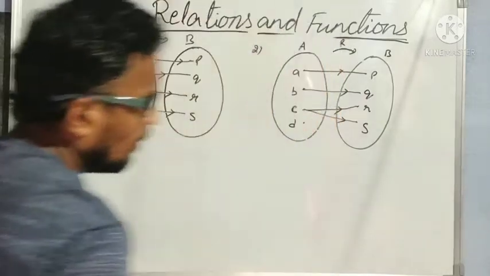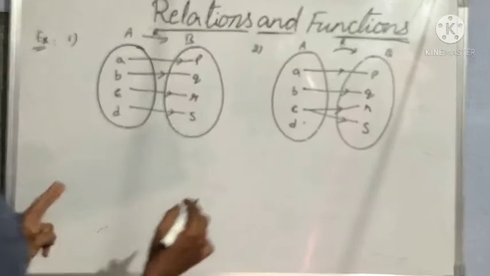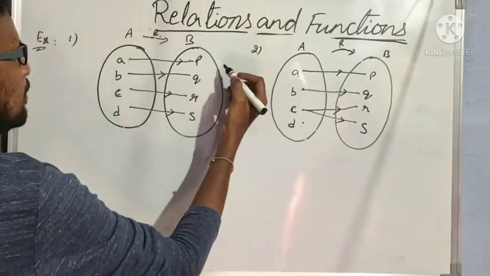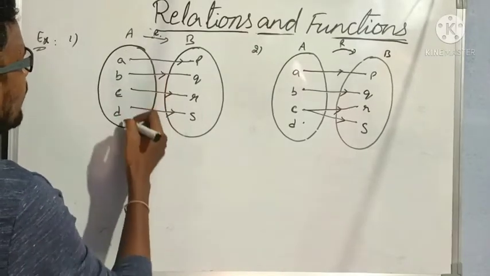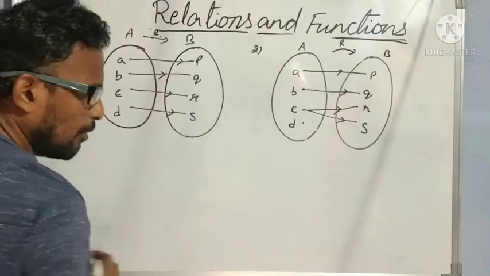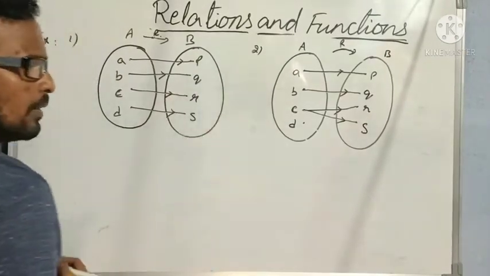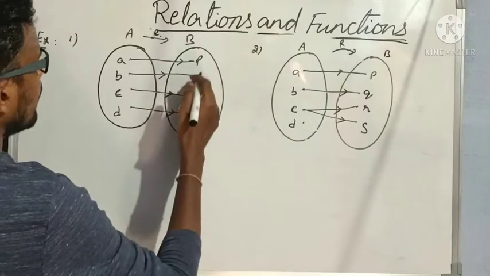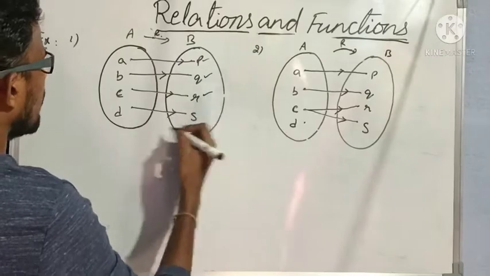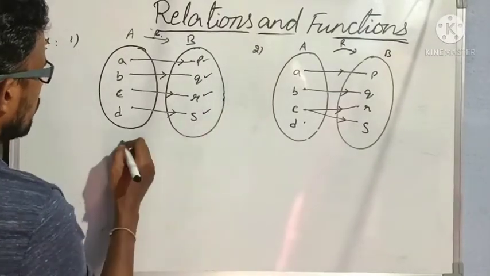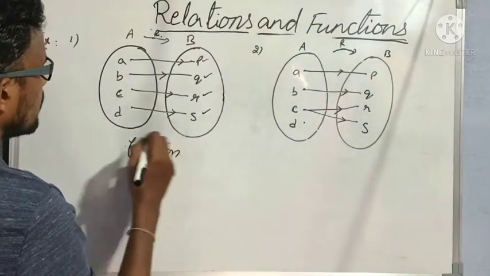For a relation to be a function, two conditions must be satisfied. The first condition is every element of A should be mapped. From the diagram it is clear that every element of A is mapped to an element of B. Yes, and each should have only one image. Yes, these all have only one image. The image of A is P, image of B is Q, image of C is R and image of D is S. So I can call this a function, because my two conditions are satisfied here.